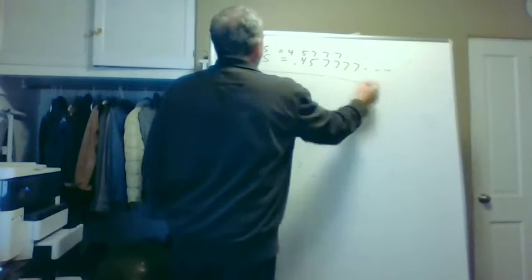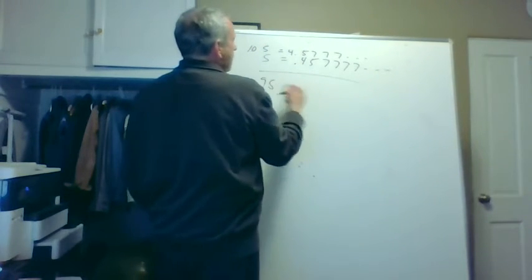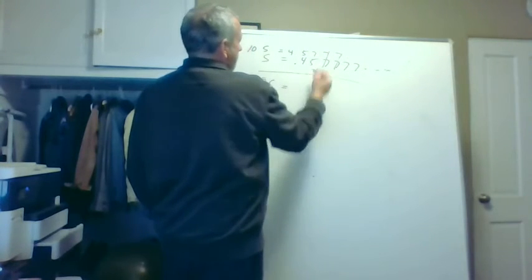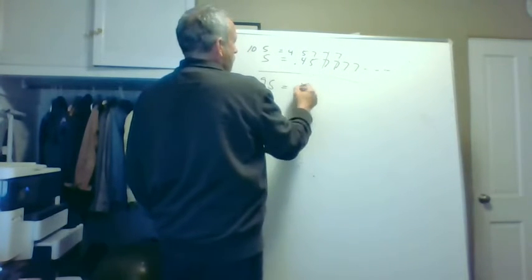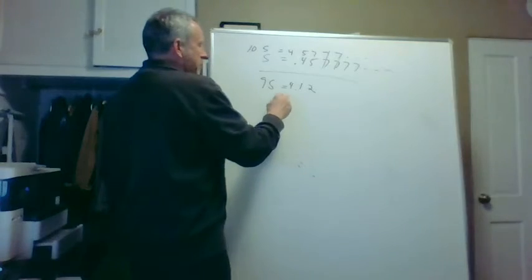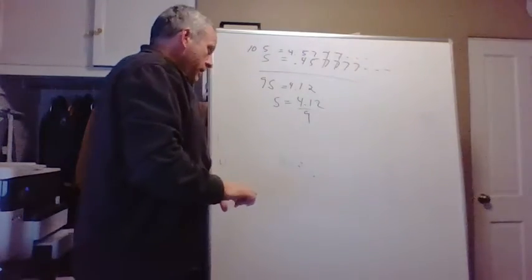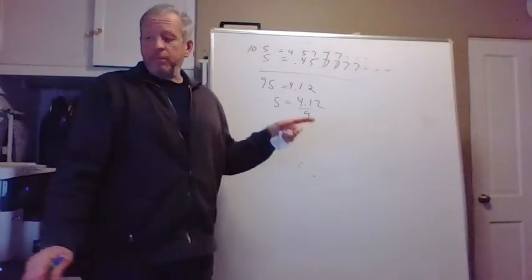777 repeating. We're going to subtract 9S. Now, what do we get here? Look, all these cancel each other out. 7 minus 5 is 2. 5 minus 4 is 1. 4. Divide both sides by 9. 4.12 divided by 9. Technically, this is correct, but it's not cool.